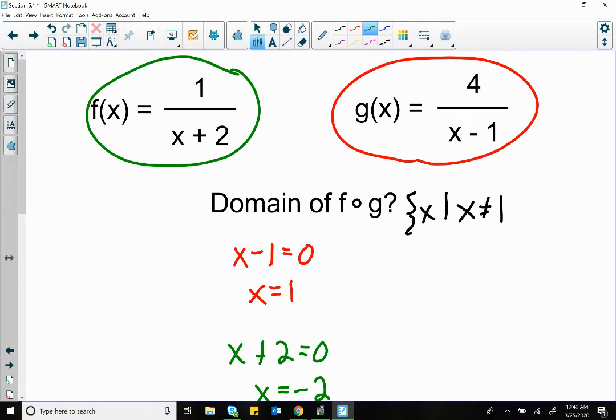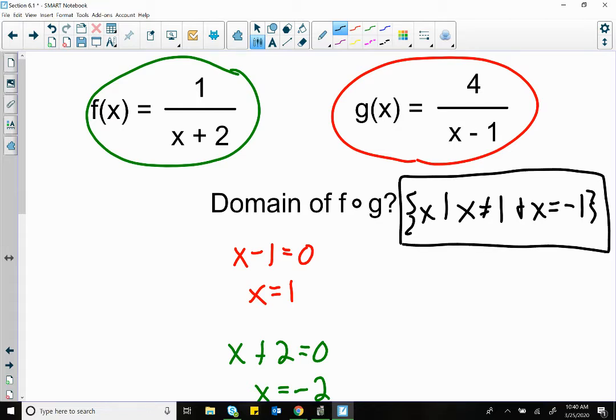So for our domain, we're throwing out the 1 from the first function, and we have to throw out x equal to -1 because that produces the bad value for the second function. And that right there is the domain. That's as hard as it gets.